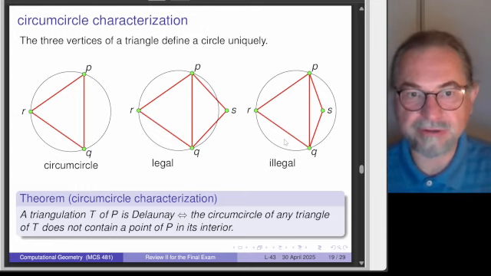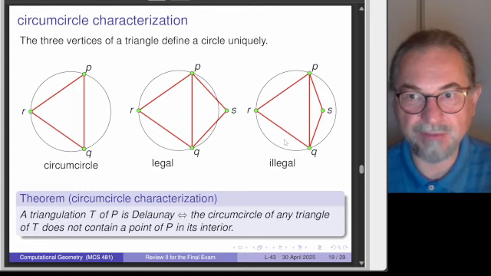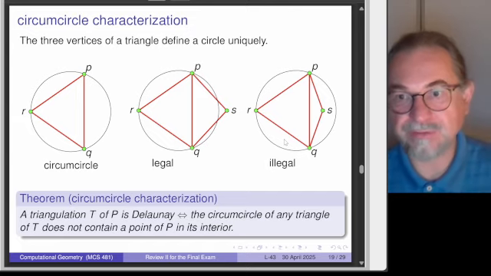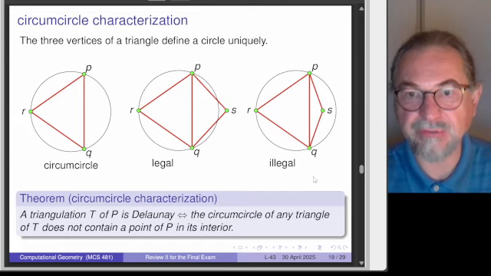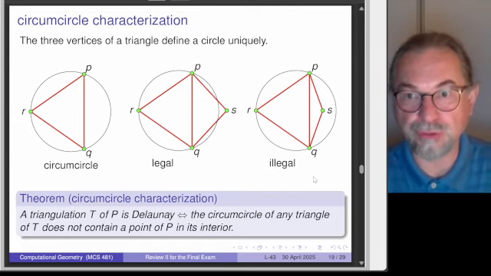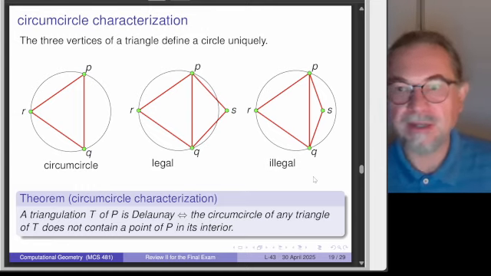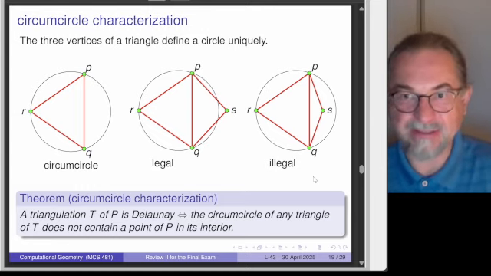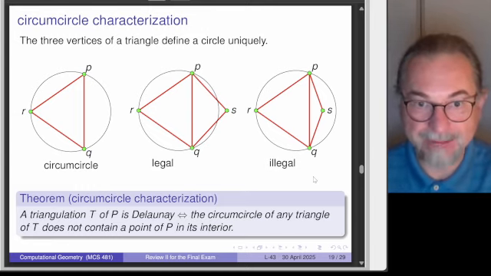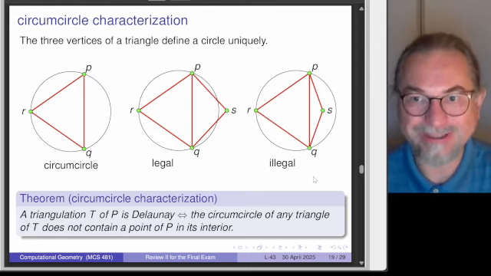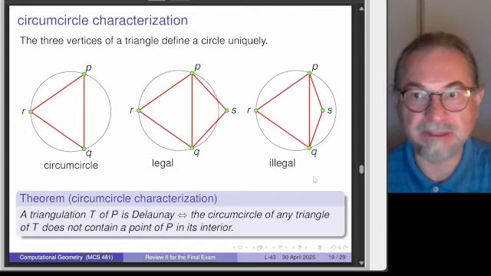So you see the construction. So we declared that edges inside the triangulation were illegal if you have a situation that is represented here. So we have the triangle RPQ, and a triangle defines uniquely one circle, and if you have a point S, another point of the set capital P of which you want to construct a triangulation, inside the circle, then this triangulation cannot be Delaunay.